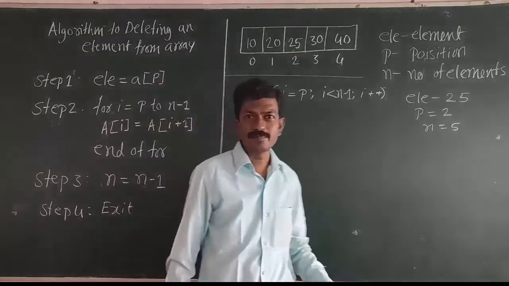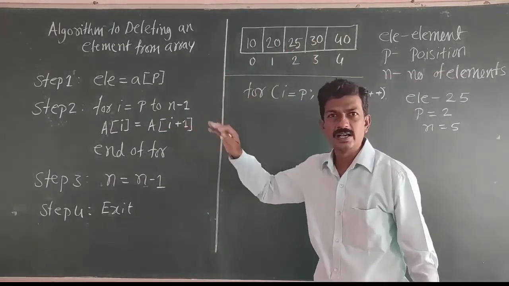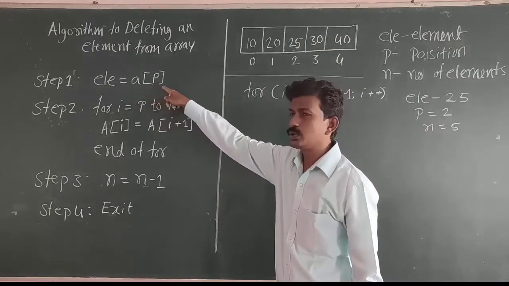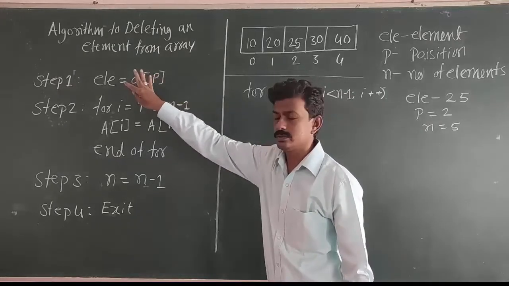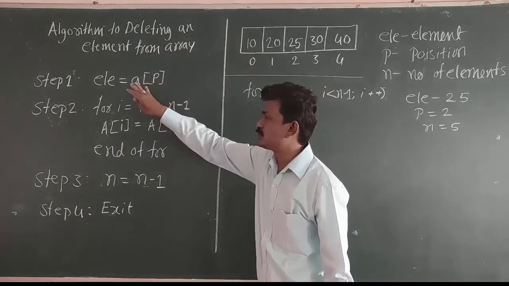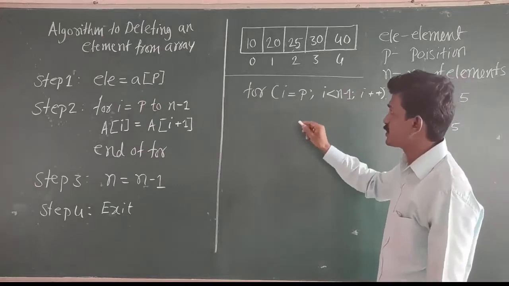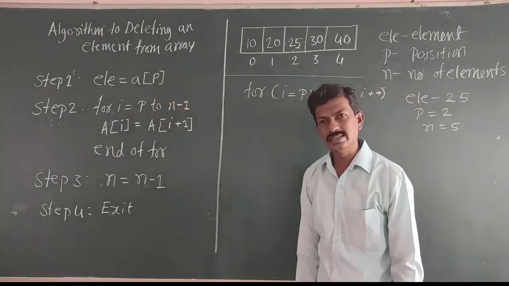Now I am going to be tracing how the element 25 is removed from this array. ELE equal to A of P is nothing but simply assigning the element at position P to a variable ELE. Whatever element exists at a particular index is assigned to the variable ELE.